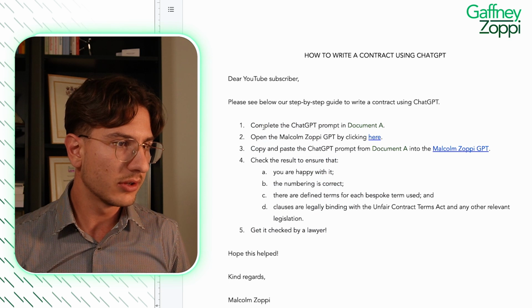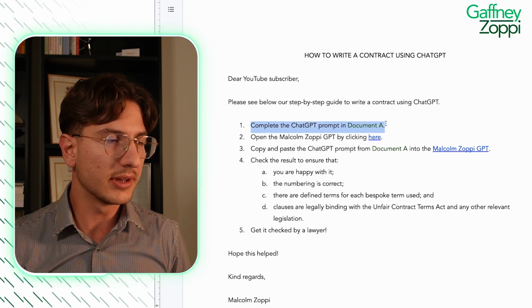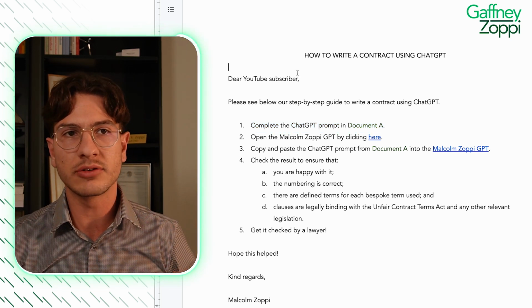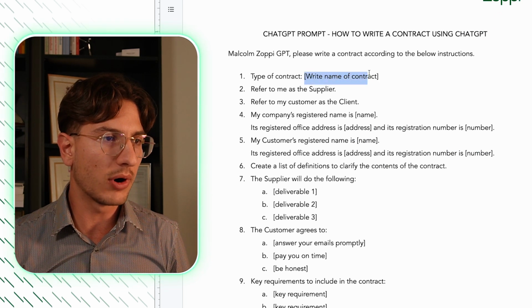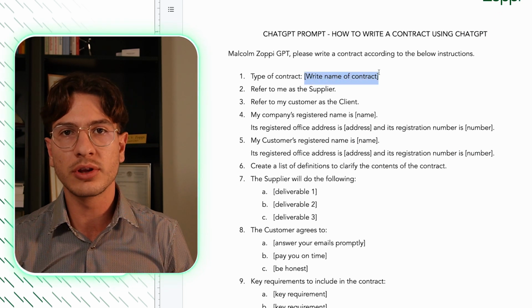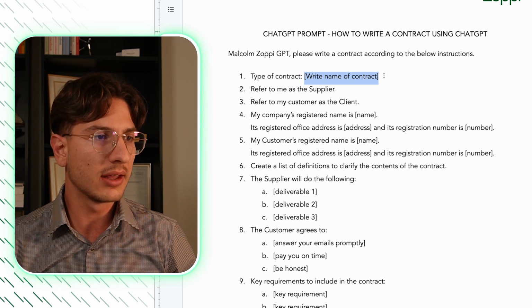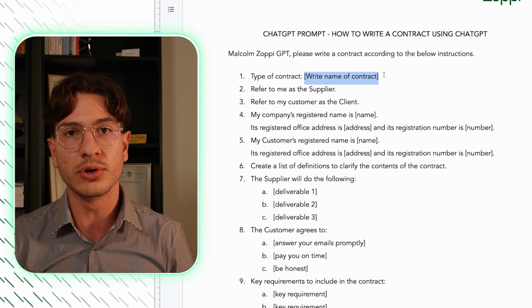So here you should be able to see a step-by-step guide with 5 main steps to be completed, starting with step number 1, which is to complete document A, which is a template prompt. So document A will be linked in the description, and this is what it looks like. Now I've left square brackets, which is where you need to input your specific information. So for example here, you'll write the name of the contract that you want ChatGPT to draft for you.